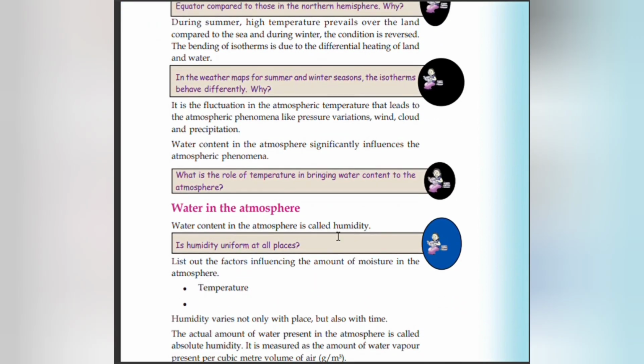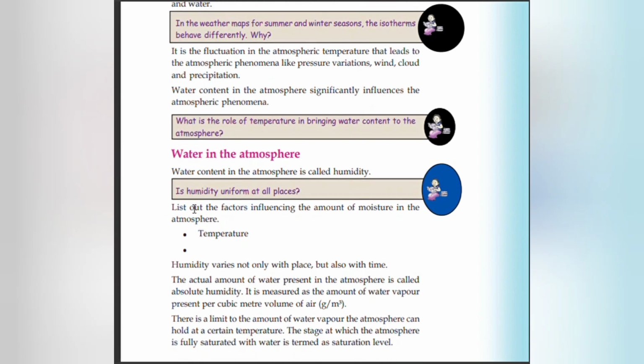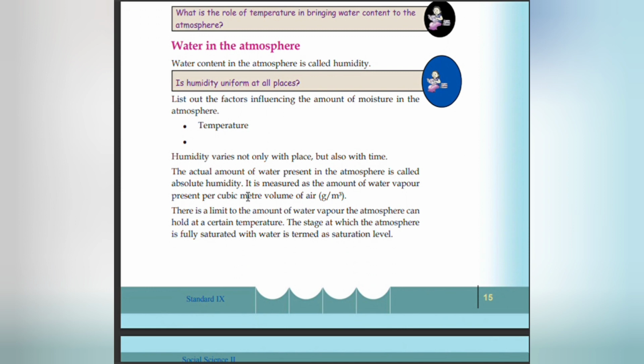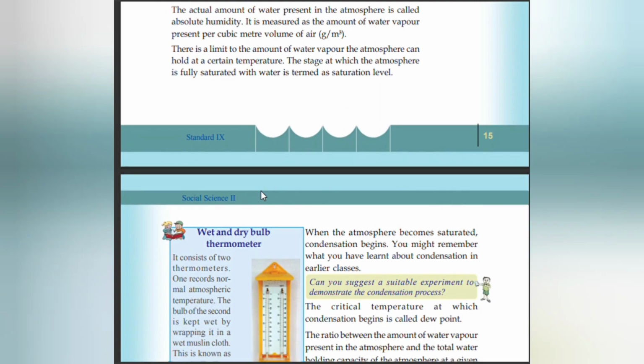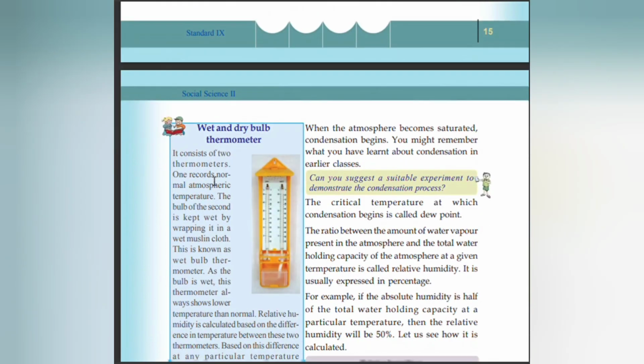Water in the atmosphere. Water content in the atmosphere is called humidity. List out the factors influencing the amount of moisture in the atmosphere. Temperature. Humidity varies not only with place but also with time. The actual amount of water present in the atmosphere is called absolute humidity. It is measured as the amount of water vapor present per cubic meter volume of air. There is a limit to the amount of water vapor the atmosphere can hold at a certain temperature. The stage at which the atmosphere is fully saturated with water is termed the saturation level.